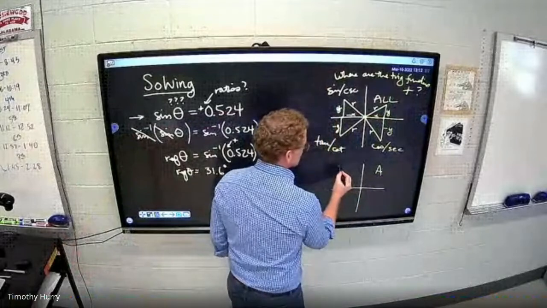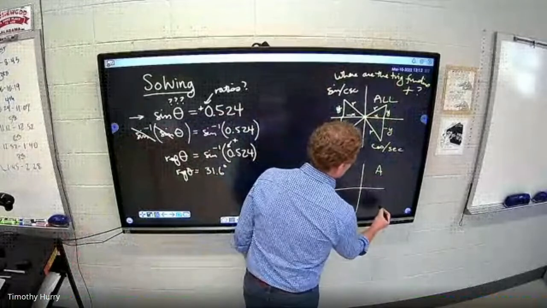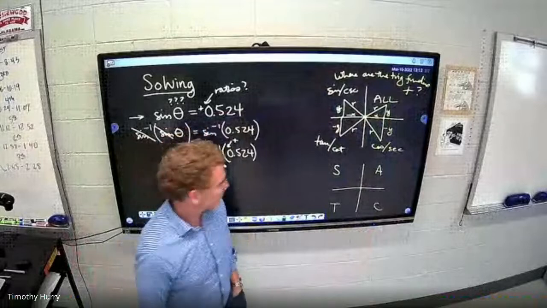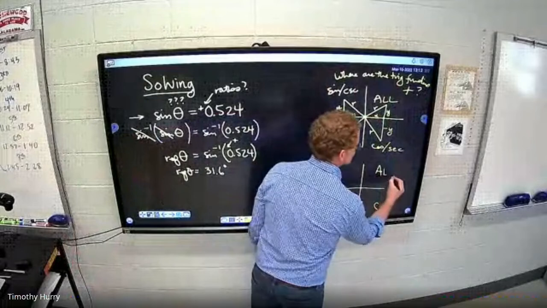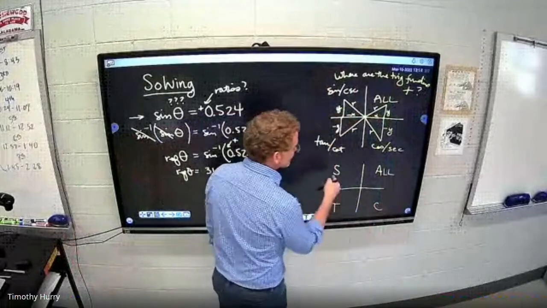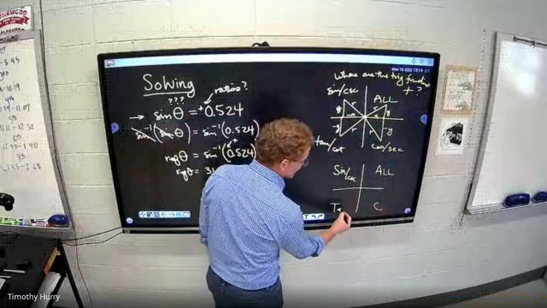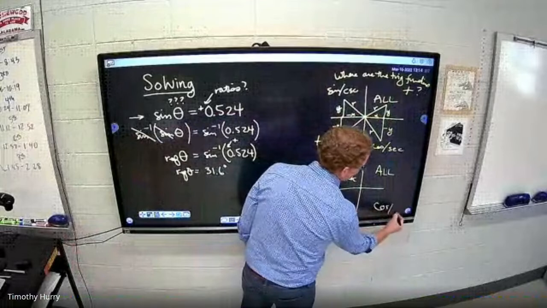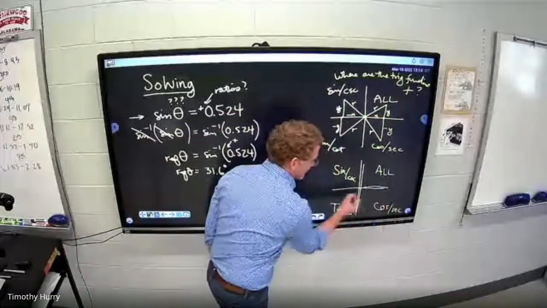Now let me show you a little dumb way to memorize this. All students take calculus. At least all good students, or all students take classes. All of the trig functions are positive there. Sine and its reciprocal. Tangent and its reciprocal. C, cosine and its reciprocal. That's where they are positive.